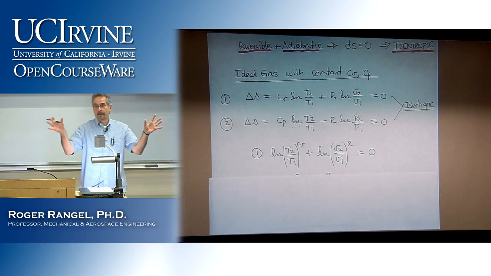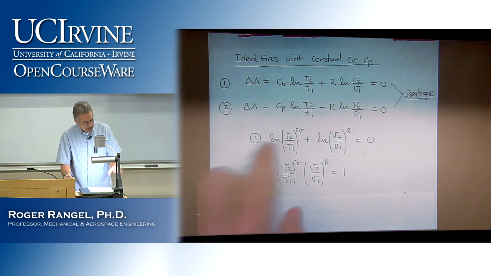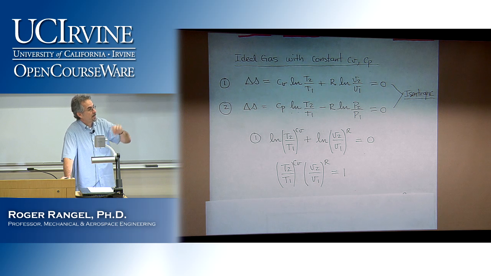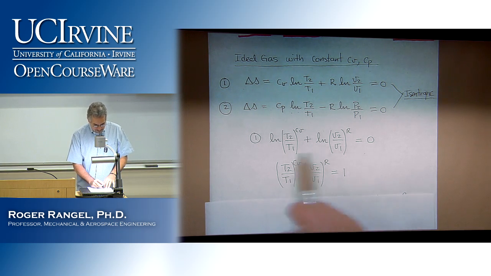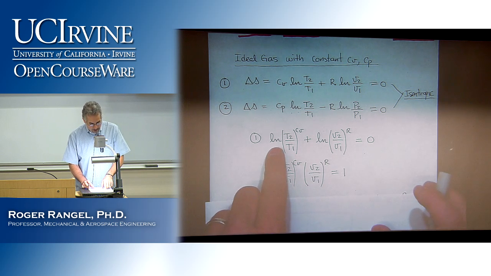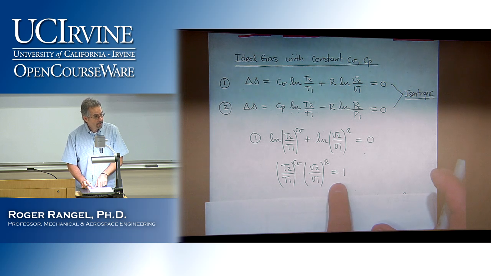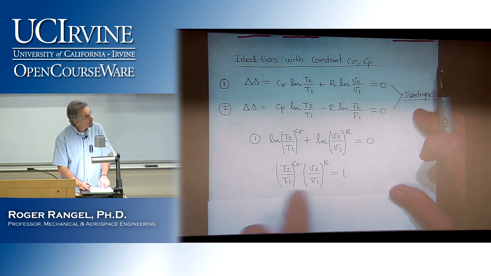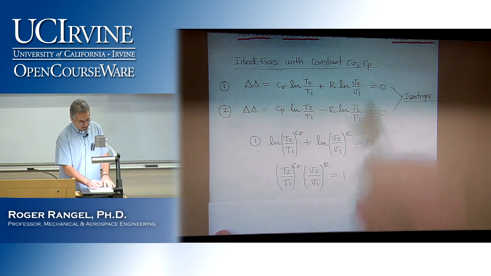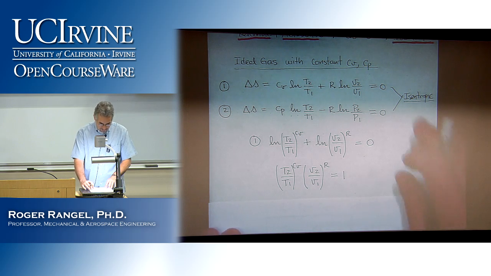And now I use another property of the natural log, which has to do with the product. So the natural log of A plus the natural log of B is the natural log of A times B. Right? That's what I've done here. And of course, if the natural log is 0, the argument must be 1. So that's how you get rid of the natural log. So you can write then this relationship right here, by manipulating the property relationship for an isentropic process.